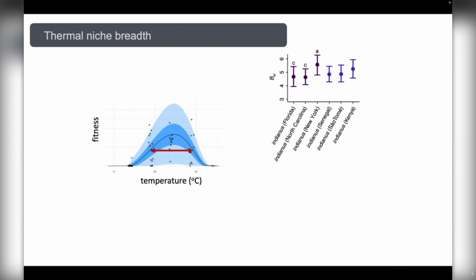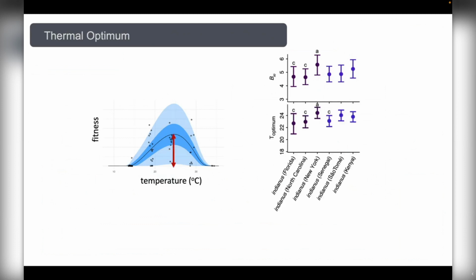When we look at thermal niche breadth, the majority of populations have a similar thermal niche breadth, whereas there's this one population we sampled in New York that looks to have a significantly broader thermal niche than the other 2 populations in the introduced part of the species range, but it doesn't significantly differ from the populations found in the native part of the species range.